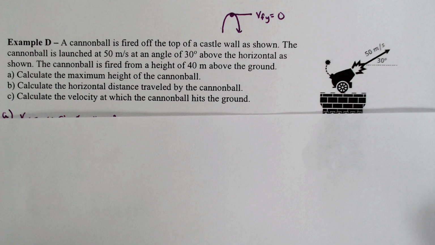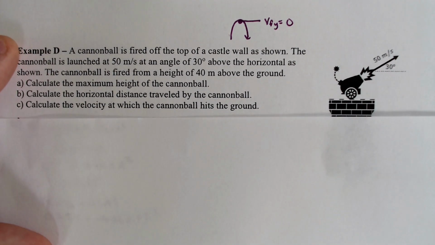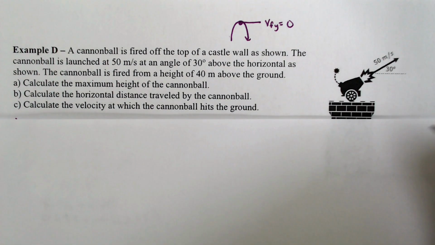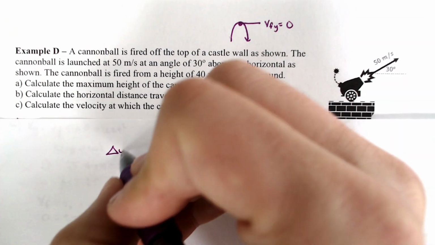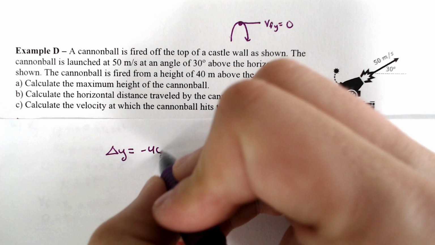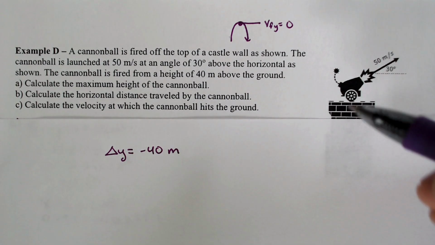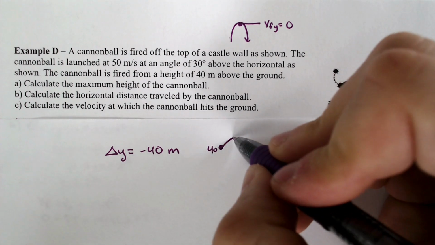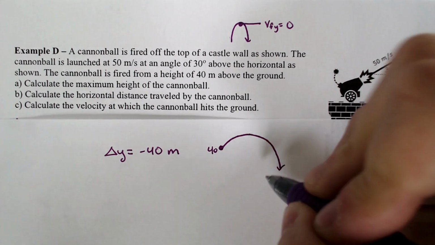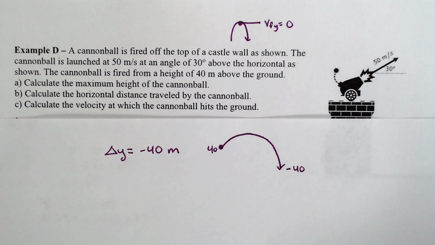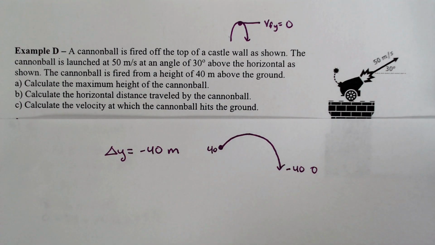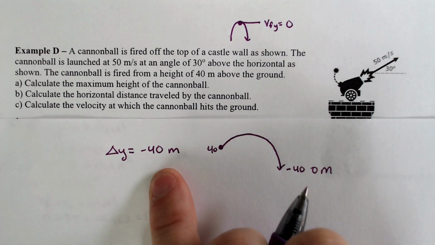So, with that in mind, for the horizontal distance traveled by the cannonball, we would need to figure out when the change in y is equal to negative 40 meters, because it started at 40 meters. We need it to land 40 meters below where it started, which is at a height of 0 meters. So that is delta y is equal to negative 40.